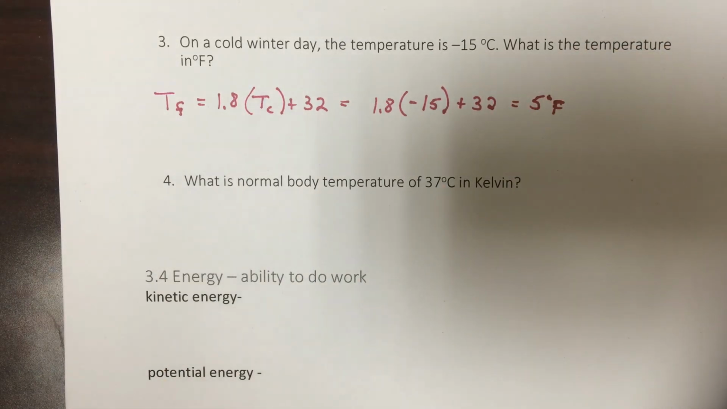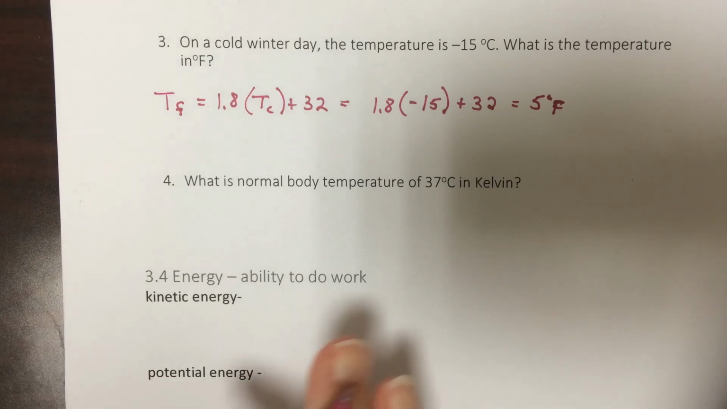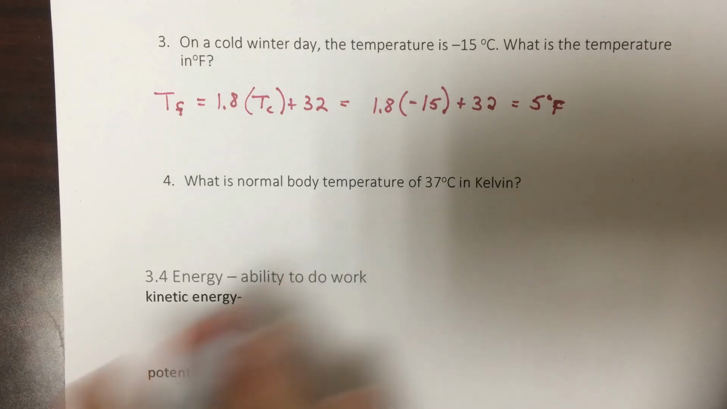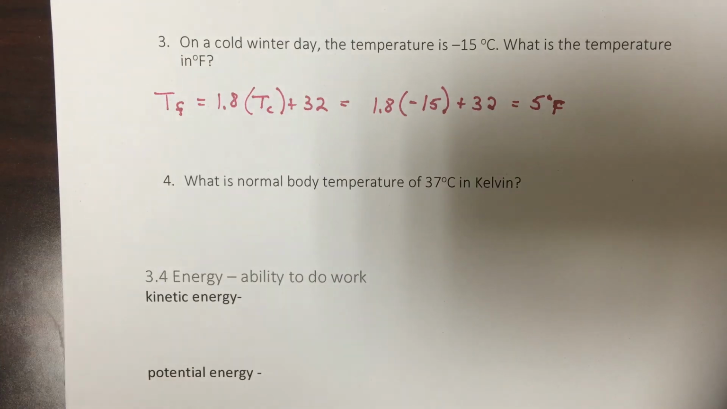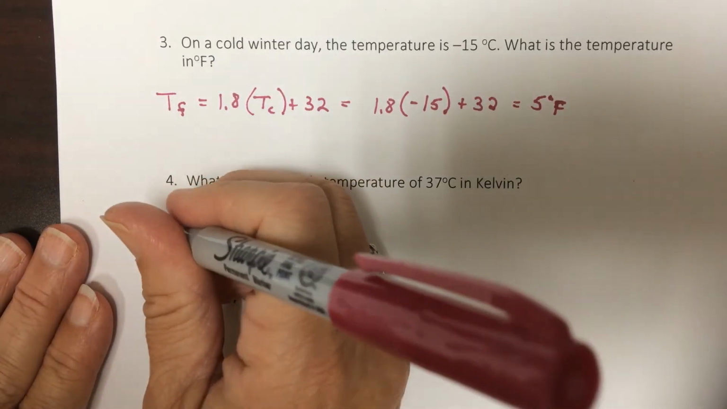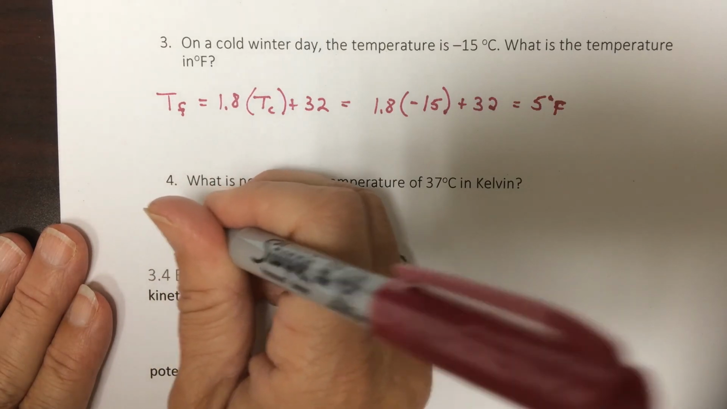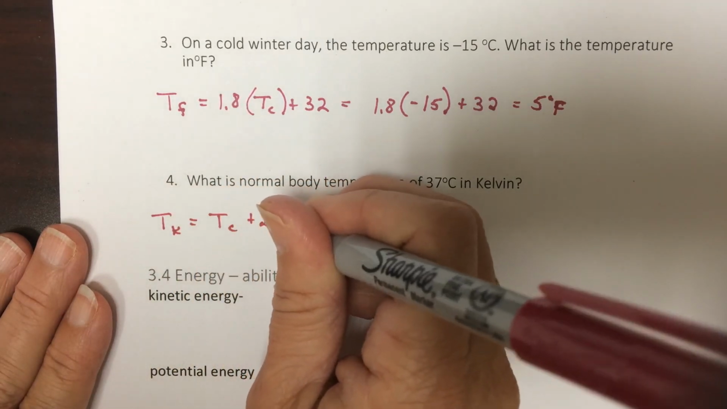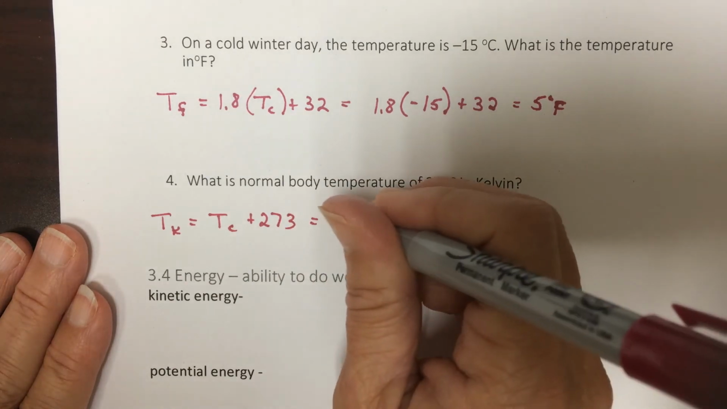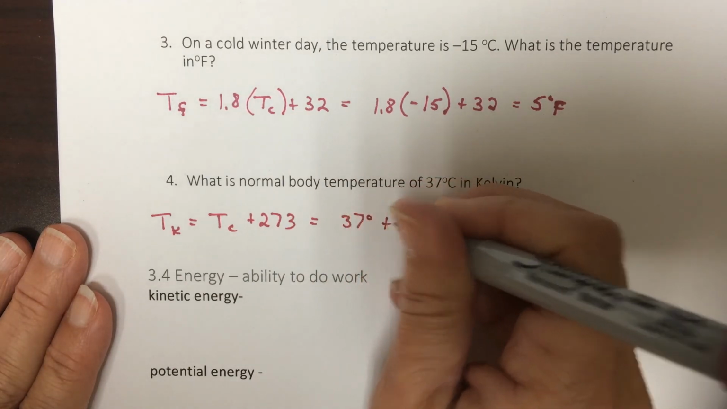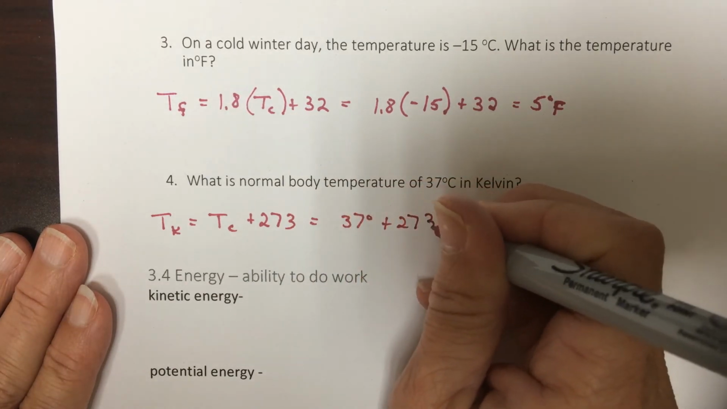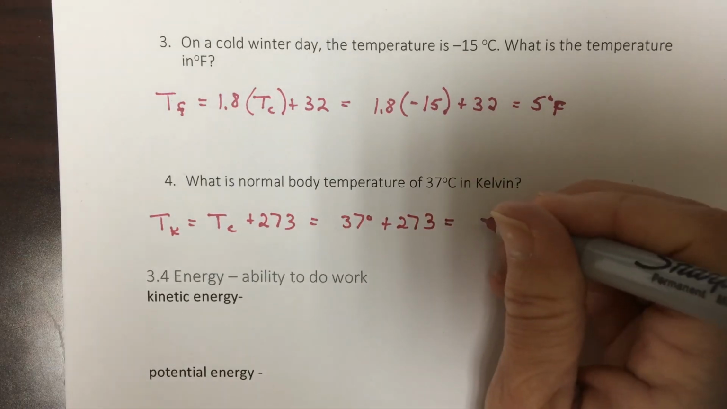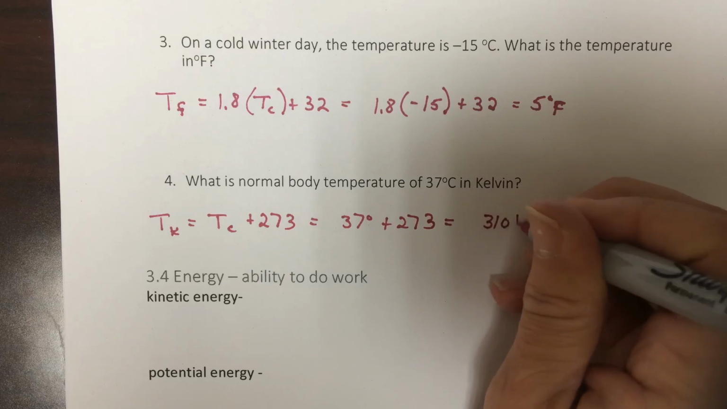And what is the normal body temperature of 37 degrees Celsius in Kelvin? Well, if we want the temperature in Kelvin, we take the temperature in Celsius and we add 273 to it. And so 37 plus 273 gives us a normal body temperature of 310 Kelvin.